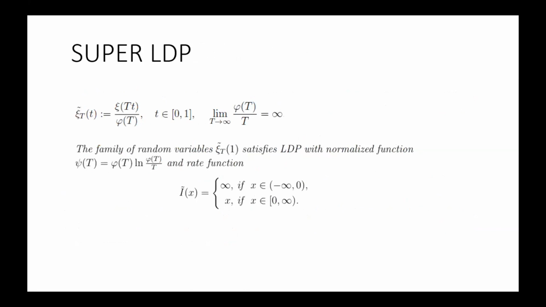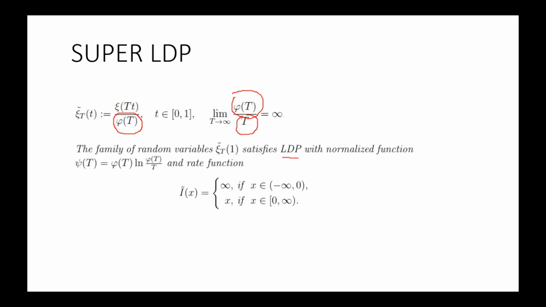And I want to finish with the super large deviation principle. Here we will divide our process by some function phi of t, such that this function grows faster to infinity than t, for example t squared or something. So in this case, the family satisfies the large deviation principle.